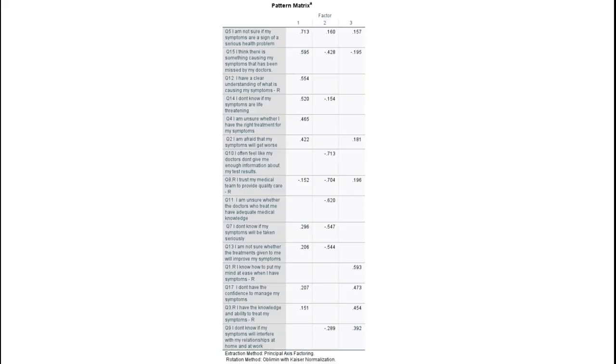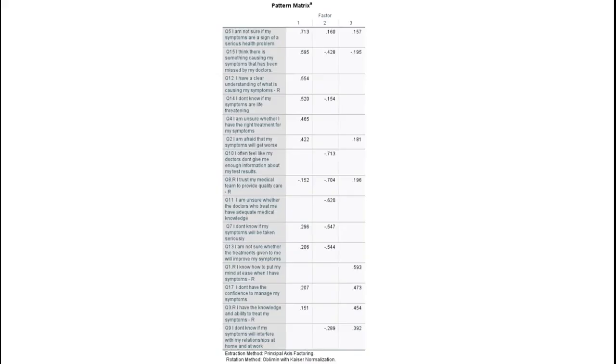So look at the first item. I'm not sure if my symptoms are a sign of a serious health problem. That specific question or item is most highly related with factor 1. With factor 2, though, it still has a correlation, an R squared of 0.16, and with factor 3, it still has an R squared of close to 0.16. So what we're trying to do here is get what we were calling simple structure, which is maximizing the correlation of each question with only one factor and minimizing the correlation of that question with the other factors.